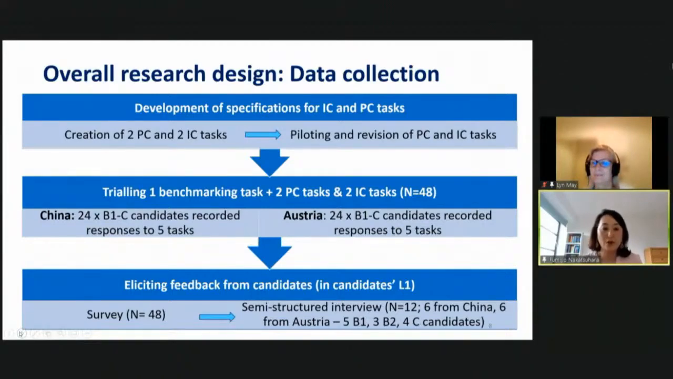We then recruited 48 candidates in China and Austria whose proficiency ranged from B1 to C. We didn't differentiate B1, C1 and C2. They first took a benchmarking task, which was UpTest task 4, followed by 2 PC tasks and 2 IC tasks in counterbalanced order. All performances were audio recorded. The test takers then completed a feedback questionnaire about their test-taking experience, and 12 of them were interviewed to give further insights.